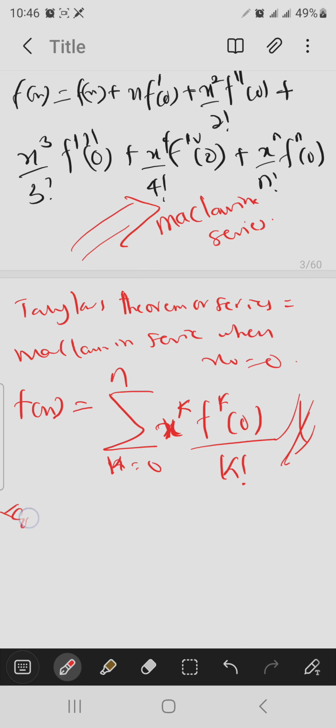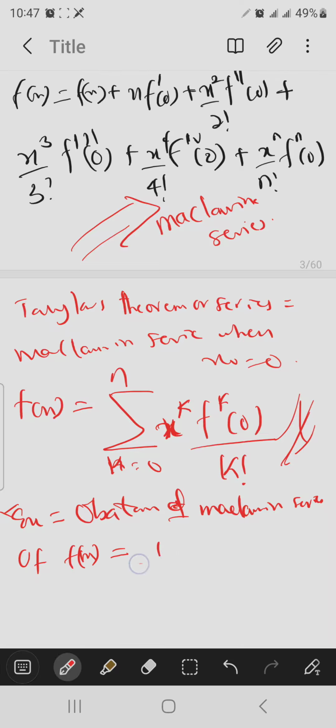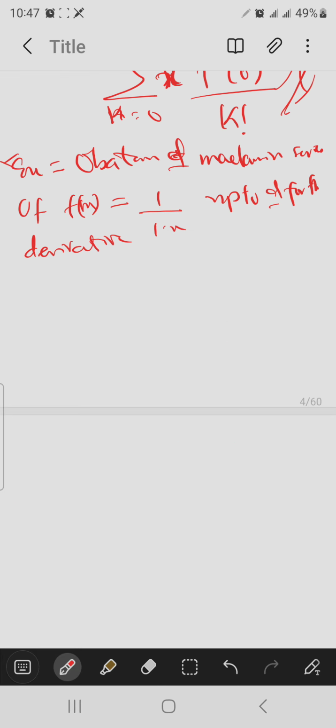So the first example, you state that obtain the Maclaurin series of f of x equals 1 over 1 minus x up to the fourth derivative. The first thing you are going to do when we want to do the solution is write f of x, which equals 1 over 1 minus x.